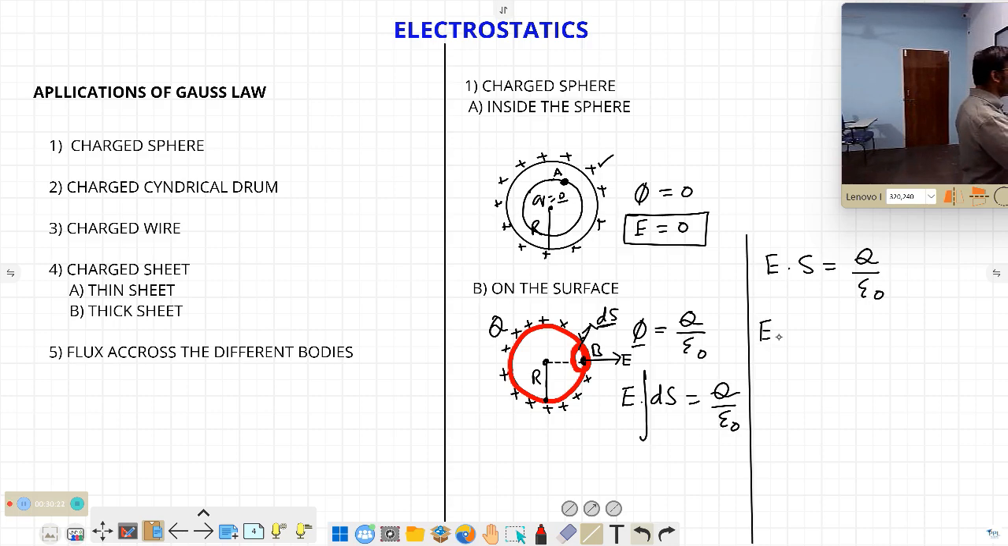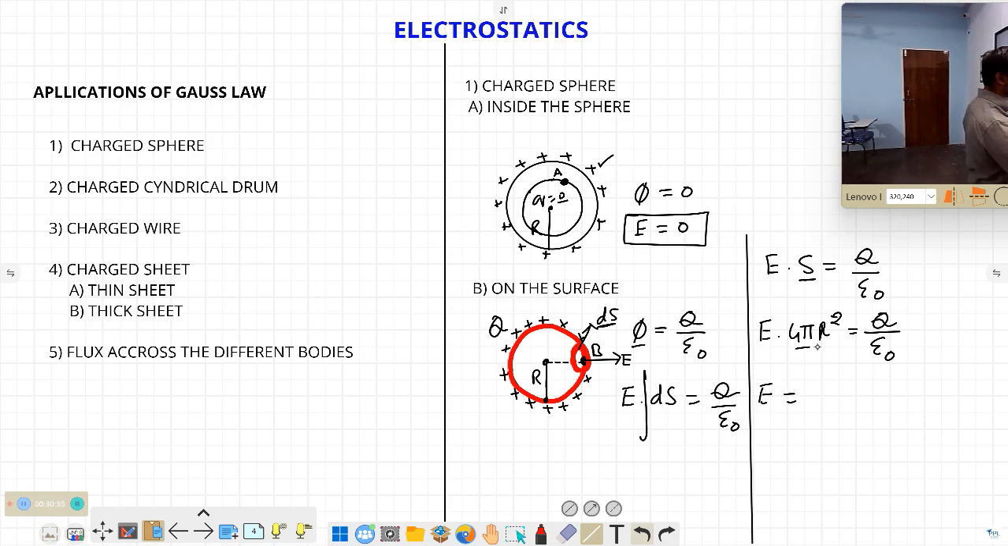So that is E into the surface area of the complete sphere, which is 4 pi capital R square, because R is the radius of the sphere and also the radius of the Gaussian surface. So that is equal to q by epsilon naught. So from this, what is the electric field intensity?